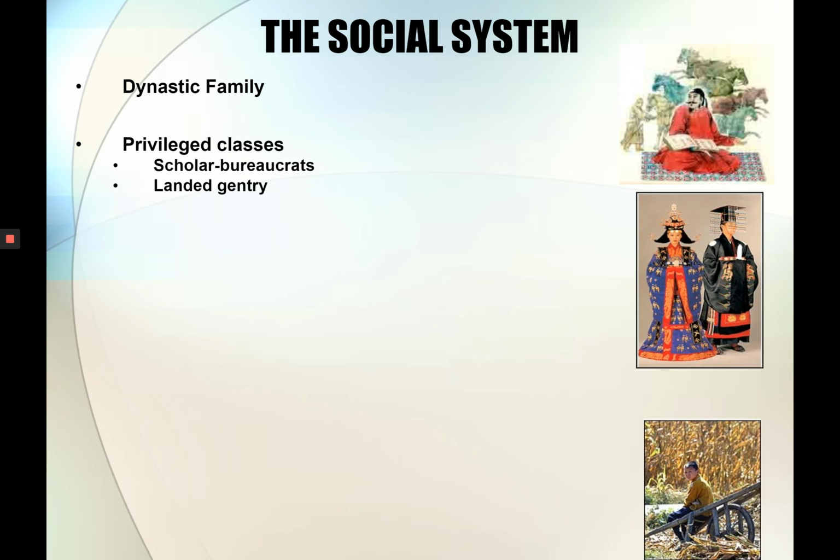Underneath that was your upper aristocracy. And this was made up of your landed aristocracy, your gentry, who inherited land and had a lot of the wealth and land tied up in their families. It also included those scholar bureaucrats, especially the ones that passed those upper levels of the exam. And some of these scholar bureaucrats make their way into that landowning aristocracy as well.